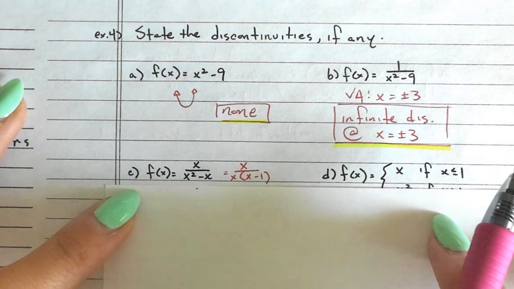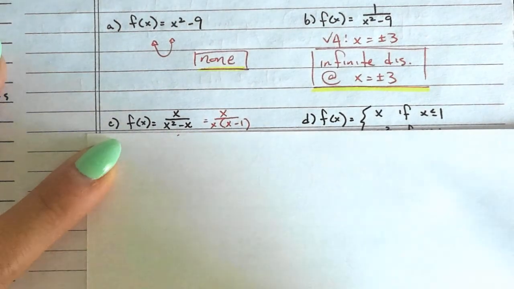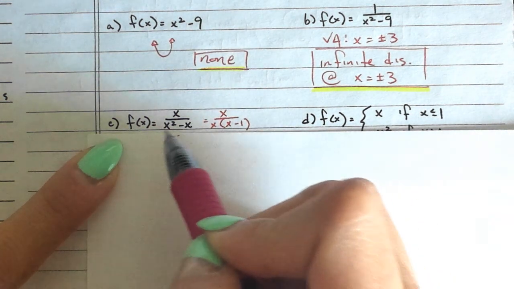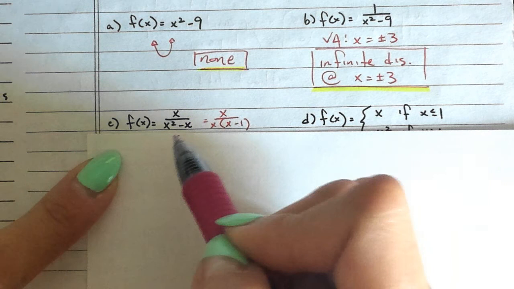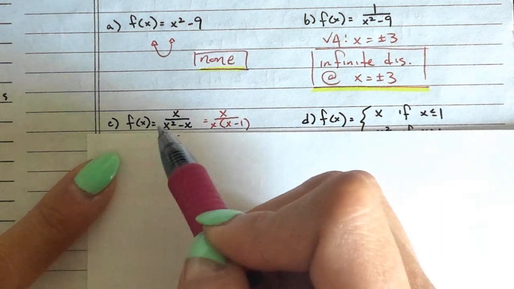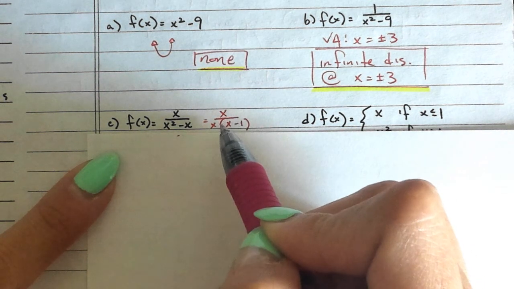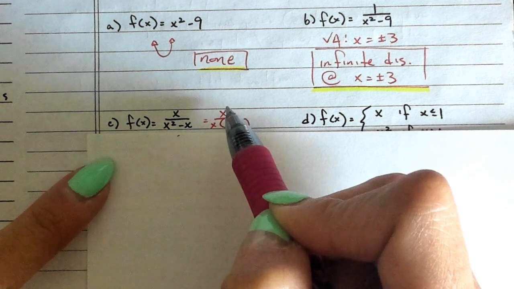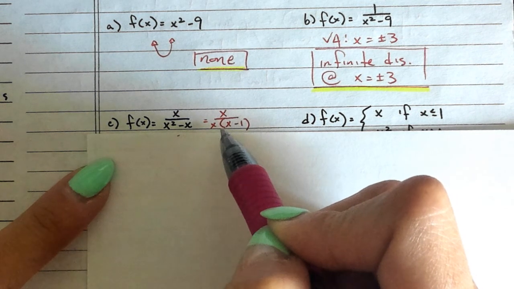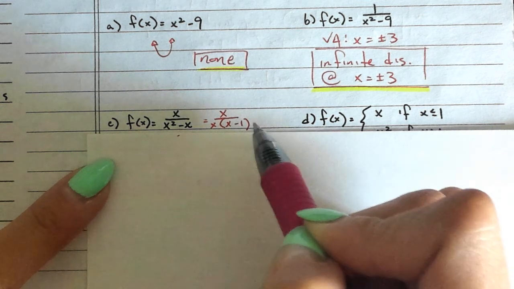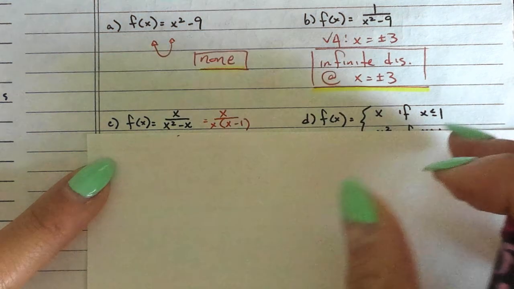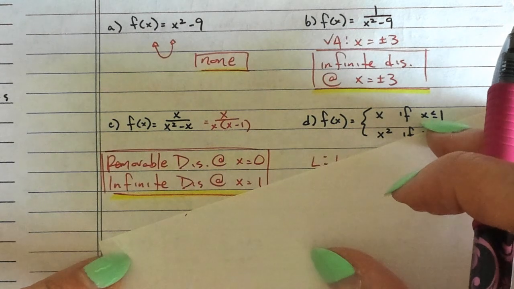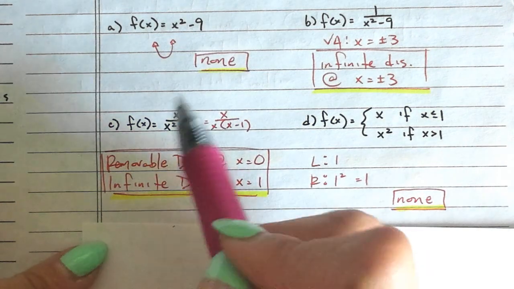Okay, the next one, I already started factoring a little bit on the bottom. What I care about is the denominator, because I'm thinking that's going to be vertical asymptotes. But then I realize I can cross out the x's. Ooh, if I can cross out the x's, that means there is a hole at x equals 0. And then this is a vertical asymptote. So there are two things going on.